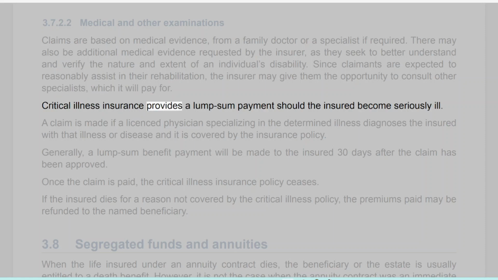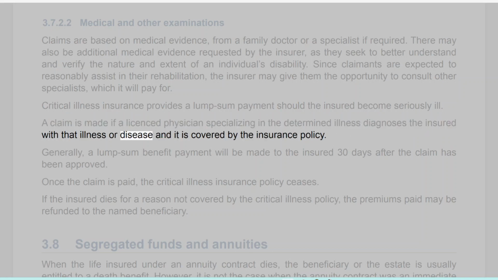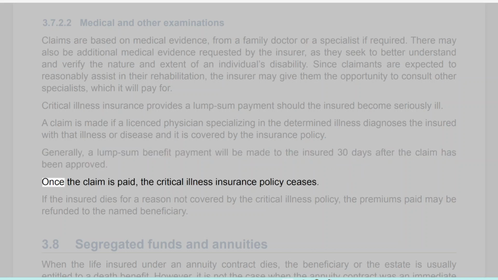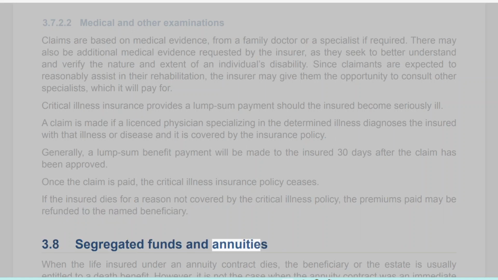Critical illness insurance provides a lump sum payment should the insured become seriously ill. A claim is made if a licensed physician specializing in the determined illness diagnoses the insured with that illness or disease and it is covered by the insurance policy. Generally, a lump sum benefit payment will be made to the insured 30 days after the claim has been approved. Once the claim is paid, the critical illness insurance policy ceases. If the insured dies for a reason not covered by the critical illness policy, the premiums paid may be refunded to the named beneficiary.